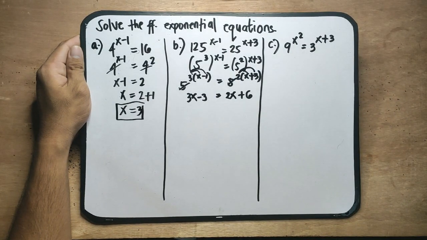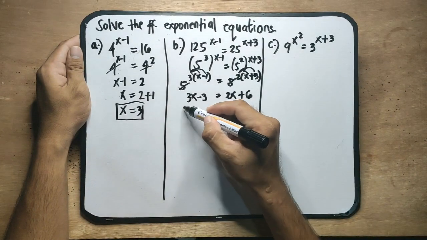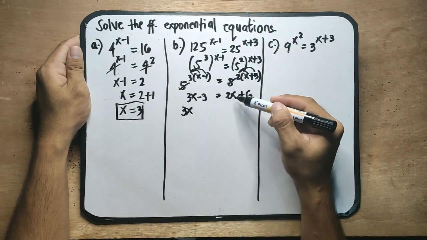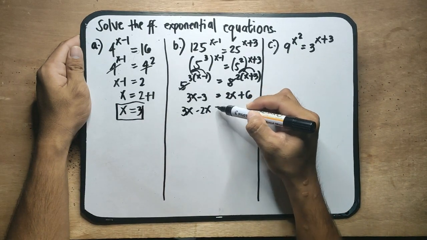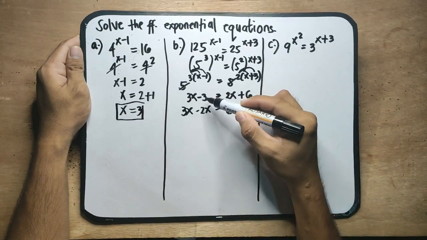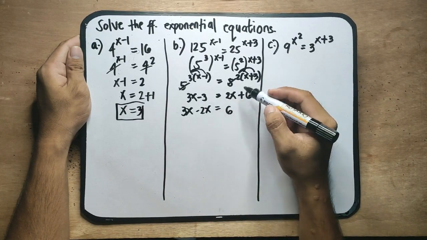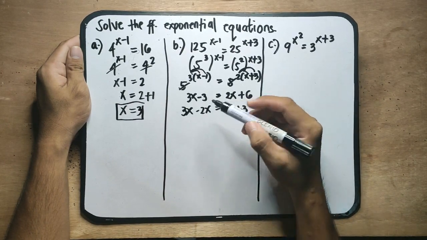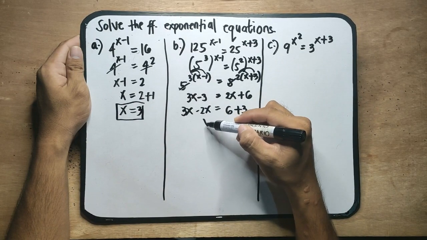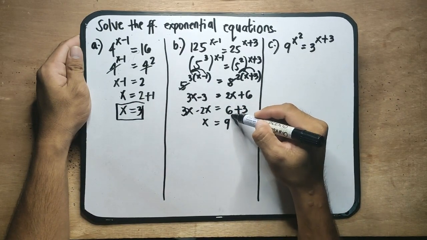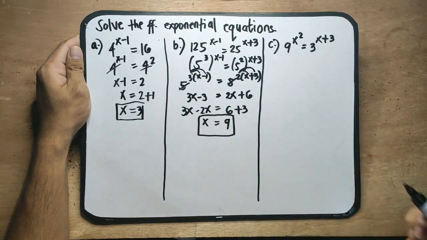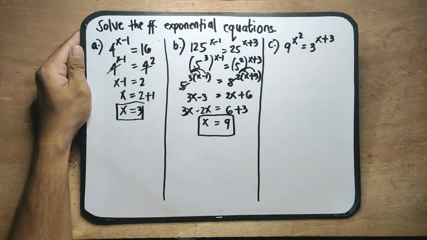So we solve for the value of x. Pagsamahin lahat ng may x sa left at lahat ng mga walang x sa right. So we just bring down 3x. Transposing positive 2x, it will become negative 2x. We bring down 6, transposing negative 3 to the right, it will become positive 3. So 3 minus 2 is 1, or we simply write x here. x is equal to 9. So here is our answer for item B.